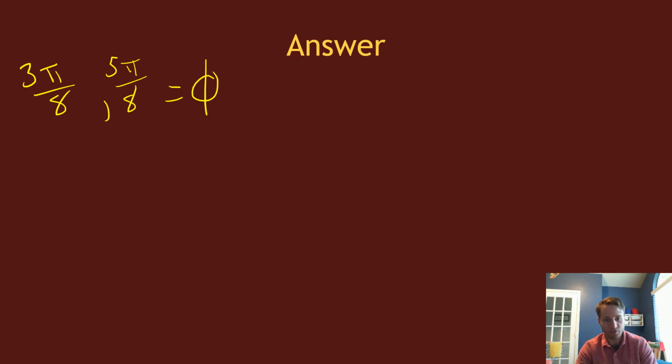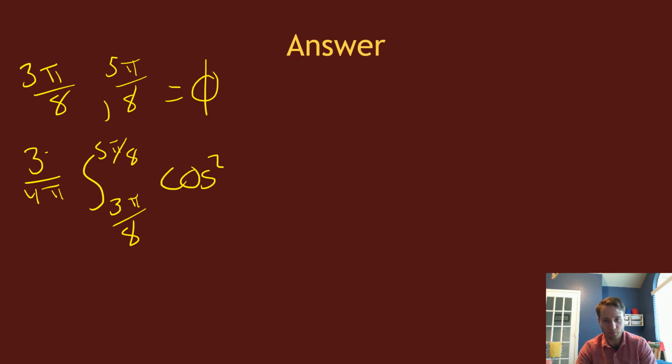Again, you're just trying to solve the exact same integral, where we have 3 over 4 pi times the integral from 3 pi over 8 to 5 pi over 8 of cosine squared phi d phi. That's the integral that we get. Like we did last time, we're just changing the integral limits. And you again can look up an integral table, or look up trigonometric identities.